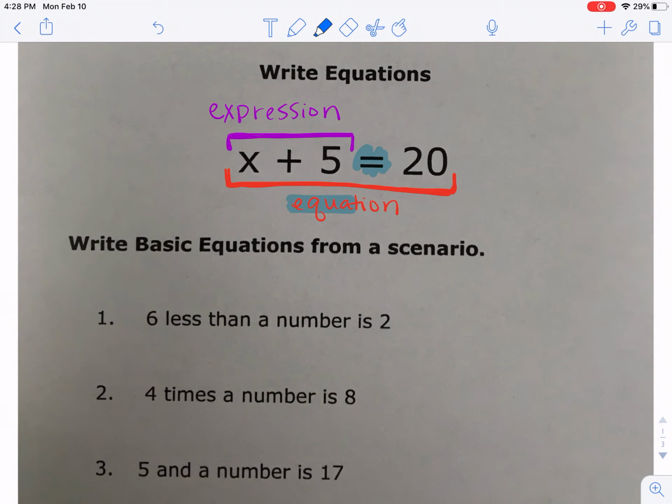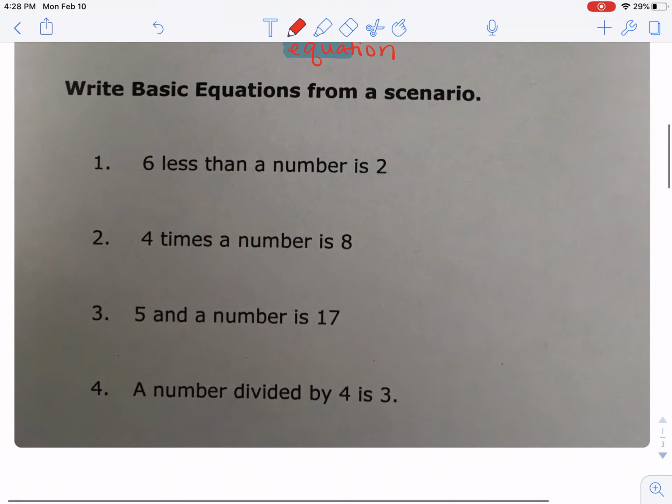So when you're writing equations from a scenario, like from scratch, you might get something like this, where it says 6 less than a number is 2. And we're going to look at this word is, and that is always going to be our equal sign. And then we're going to figure out what comes before that. So 6 less than a number. So if we have a number and we subtract 6, that's going to equal 2. 6 less than a number is 2.